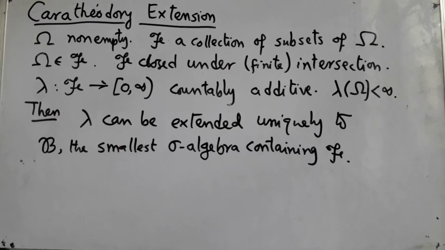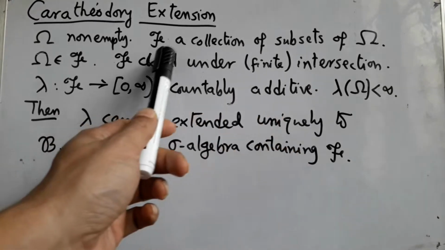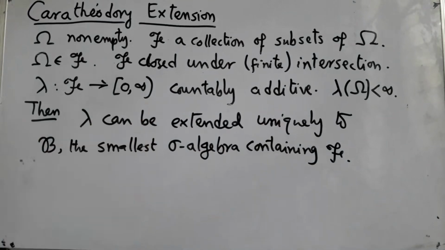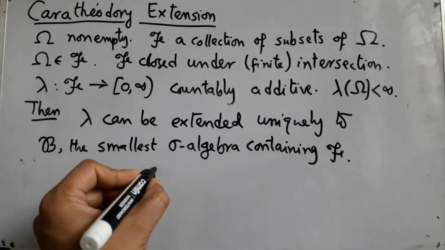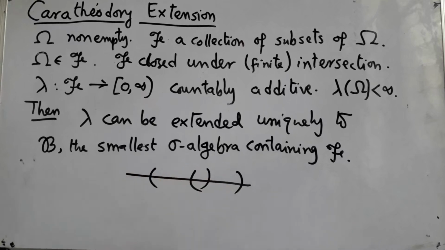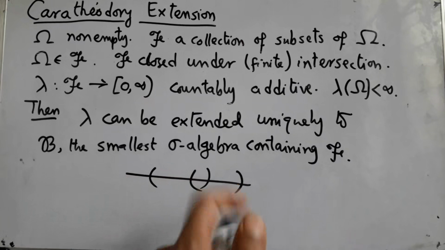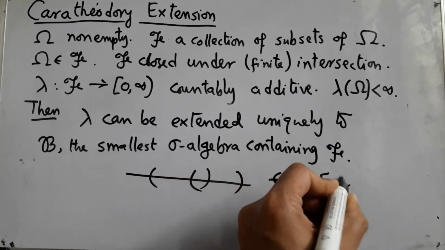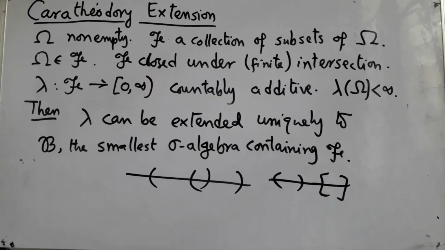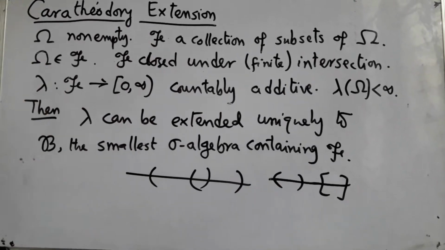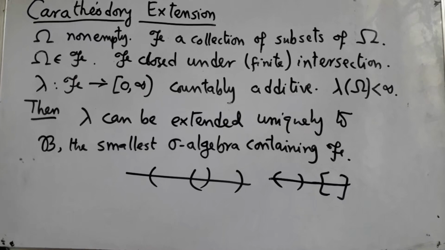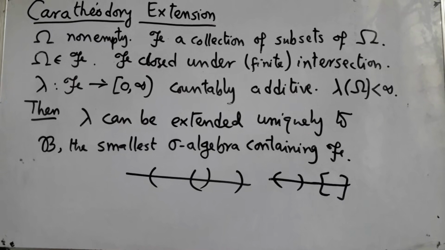Now let us see what happens in our case. In our case, this is the collection of all intervals. Now intervals have this interesting property that whenever you take two intervals, their intersection is again an interval. Of course, it could be that one interval is like this, the other is like this, in which case the intersection is empty, but the empty set is also in script F because you know the length of empty is 0. So we can use the Caratheodory extension to claim that there is indeed a way to define uniquely the length of all sets in the Borel sigma algebra.